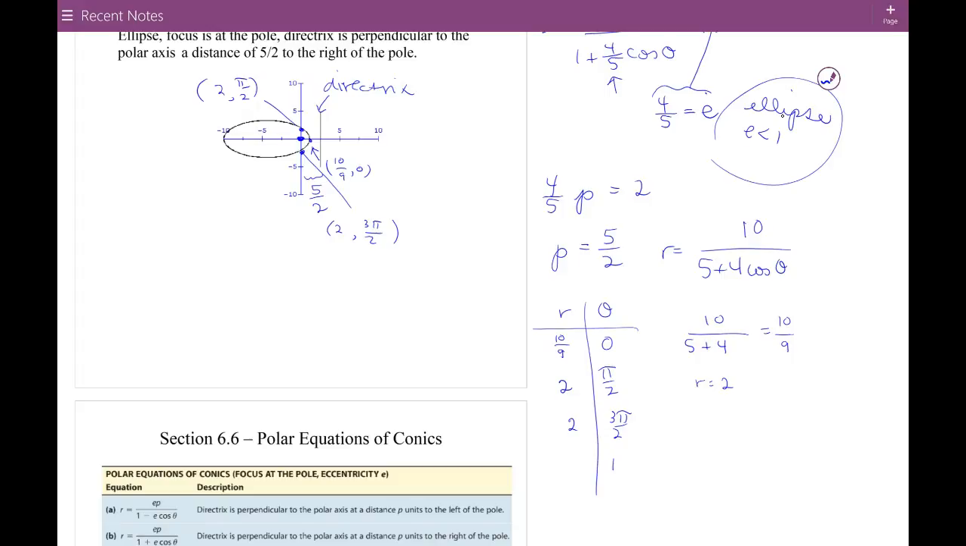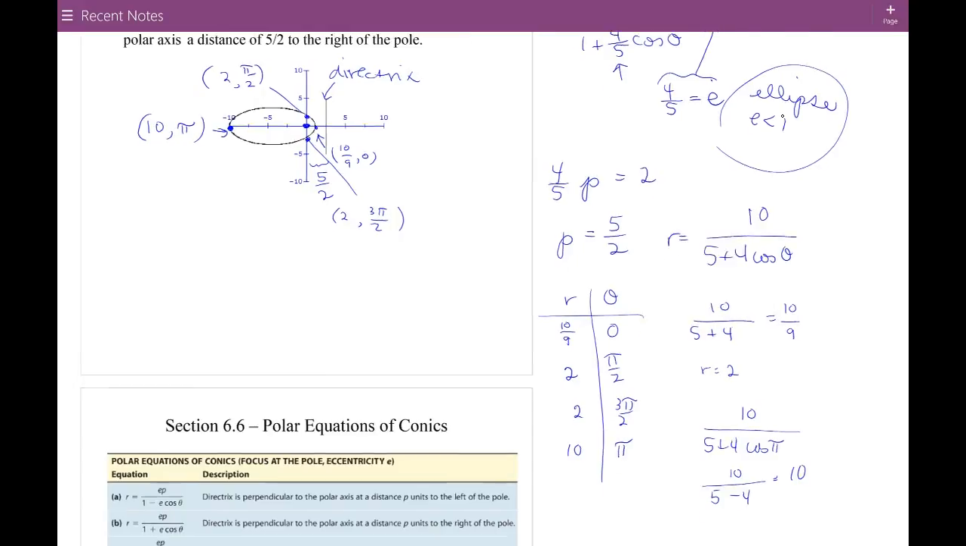And then let's also do pi. Now I have 10 over 5 plus 4 cosine of pi. Well, cosine of pi is -1. So you're going to get r is 10. So this point over here is r is 10 when theta is pi. So that's the polar coordinates of this point. And then you can draw the ellipse.